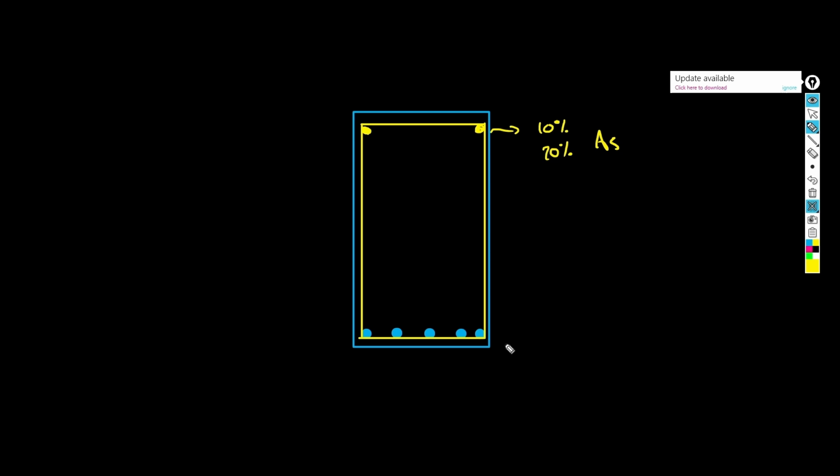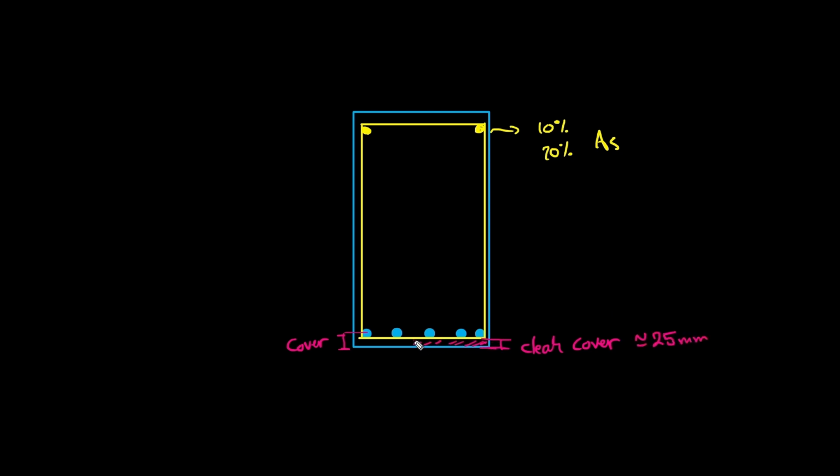Now, what happens is they have 2 different kinds of covers. You have the clear cover, which is from this face, just the beginning of the tie until the end of the beam. So this is a clear cover. And then you have the cover from the centroid of the steel to the end of the beam. So this is just the cover. So the difference is this one is about 25 millimeters, right? This is just a bunch of concrete down there.